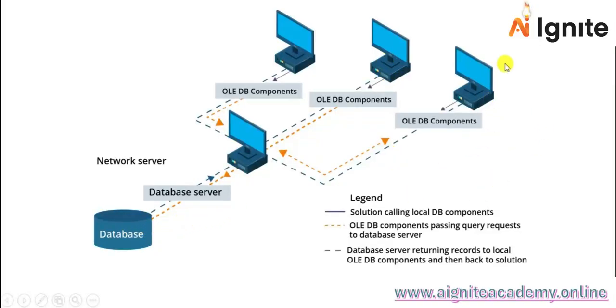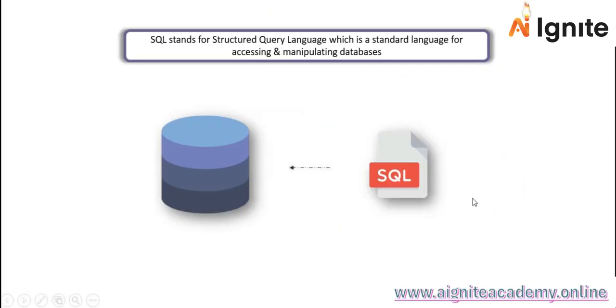So similarly, if there are three users sending the same request, the database server will process all the three requests simultaneously and send back the result to all the three systems. So that was about the types of database architecture.